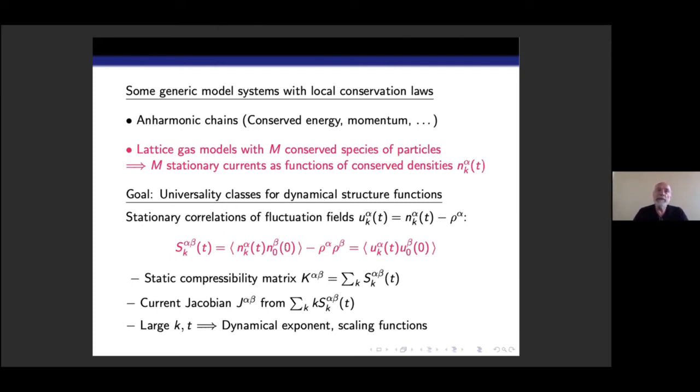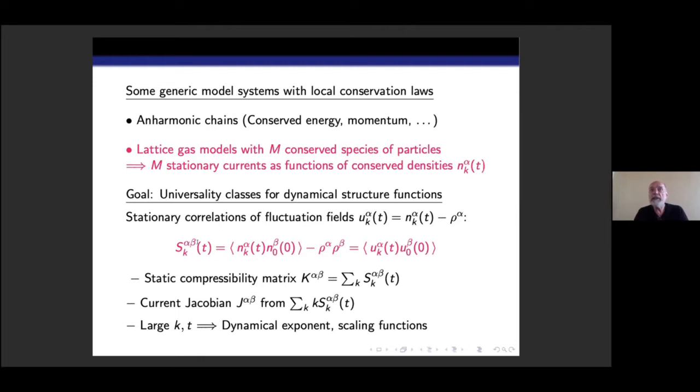Now, from this, by taking the sum over all lattice sites, you immediately get the static compressibility matrix, so the stationary density covariances, because the particle number is conserved. This will not depend on time. You can also compute the current Jacobian, which is the matrix of derivatives of the stationary currents with respect to the conserved densities. Taking the sum over all k, this also, because of the conservation law, does not depend on time. So these are static quantities you can get immediately. But you also get the large-scale behavior if you look at large k and t, because if you manage to evaluate these functions, you get the dynamic exponent and the scaling functions that we are after.